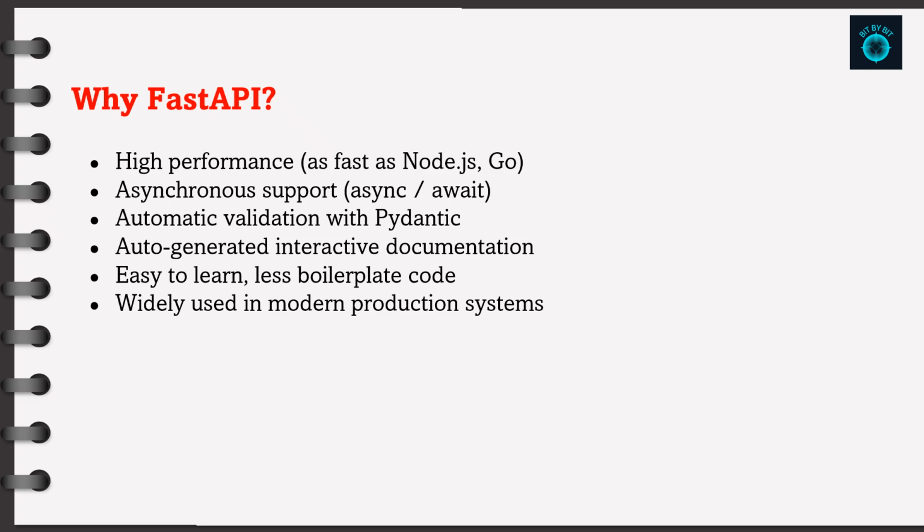Another major benefit is automatic validation. By using Python type hints together with Pydantic, FastAPI automatically checks incoming data. For example, if a user sends a wrong data type, FastAPI will return a clear error response without you writing extra code. Next is interactive documentation.